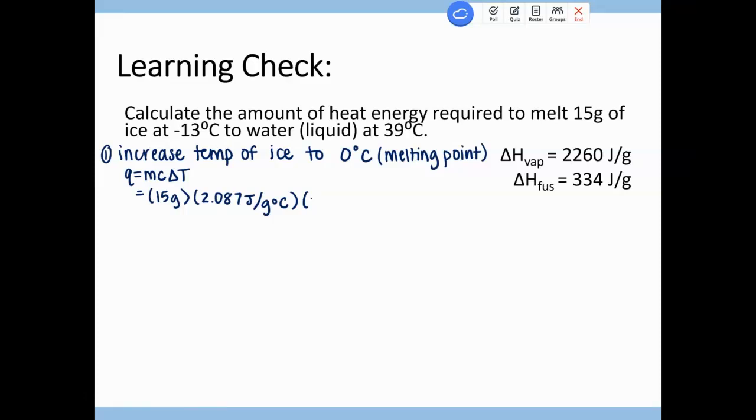And then delta T, we do final, so 0 degrees Celsius, minus initial, which is negative 13 degrees Celsius. Subtracting a negative is just adding that value. So delta T is equal to 13 here. So if you take 13, multiply by the specific heat, multiply by the mass, we have 406.965 joules. So that's the amount of energy required to raise the temperature of 15 grams of water from negative 13 to 0 degrees Celsius. So that's part 1.